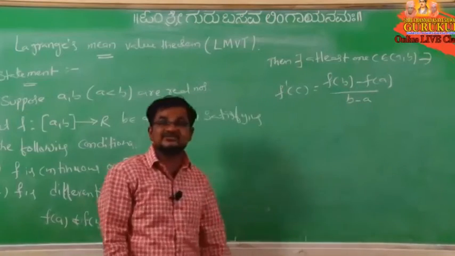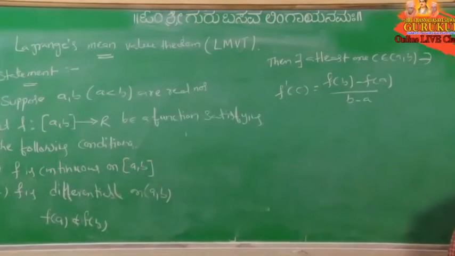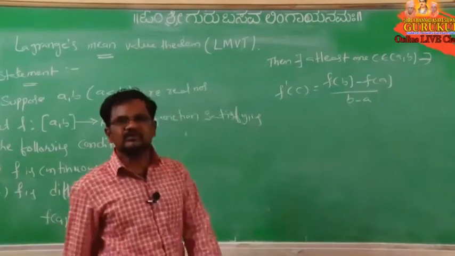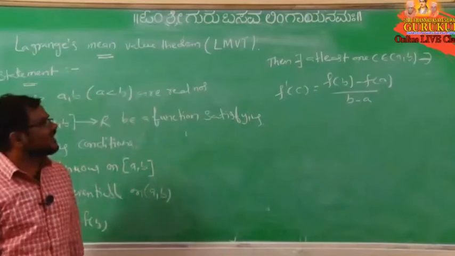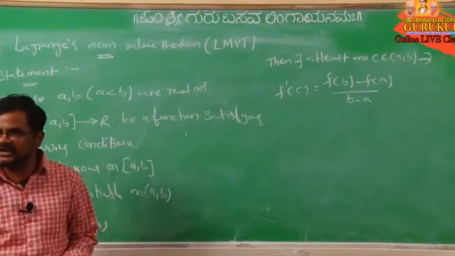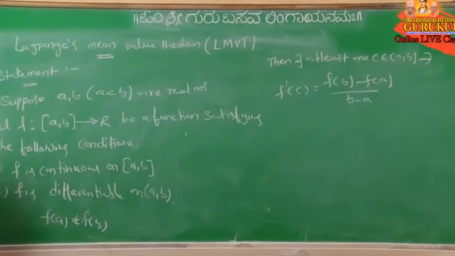In Rolle's theorem, f'(c) equals 0 because the curve takes one U-turn. Now here f(a) is not equal to f(b). So that's why f'(c) equals (f(b) minus f(a)) divided by (b minus a). So this is the statement of Lagrange's mean value theorem.